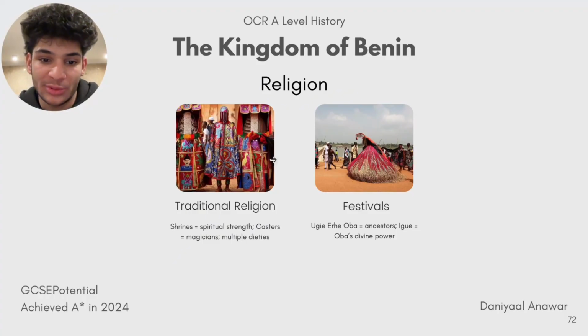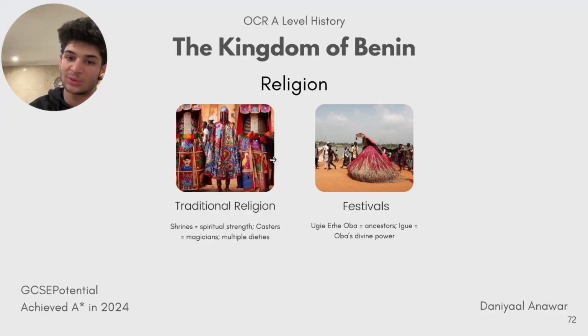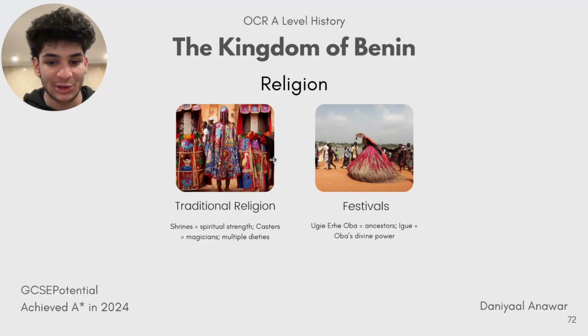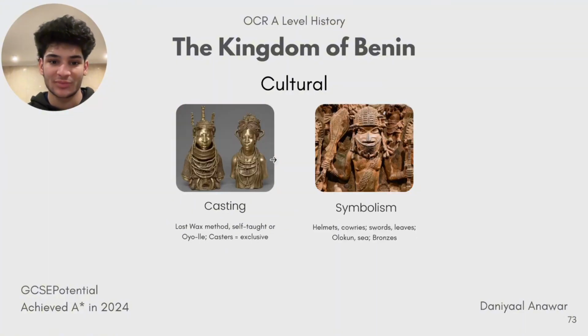And then as well as that, multiple deities. I think that might have been spelled incorrectly, but they believed in multiple deities. So there was a really strong sense of like traditional religious beliefs, which might inform us as to why they were so resistant to any sort of external influence from colonizers. There we go. The second thing was festivals. So there was a lot of festivals which took place in Benin, which were quite important for spirituality. Uge Ero Oba was dedicated to ancestors, and Agui was dedicated to the Oba's divine power. Yeah, cool. Let's keep going.